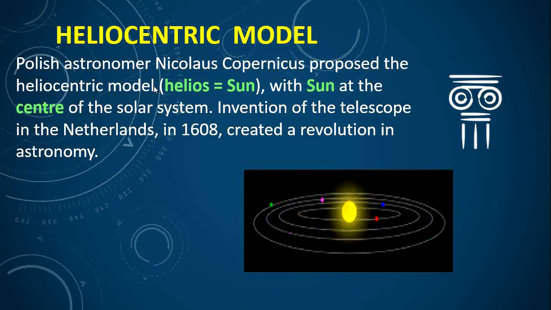See this diagram. In this diagram, sun is at the center of the solar system. So we have to say this is a heliocentric model. So what is heliocentric model? Sun is at the center of the solar system.